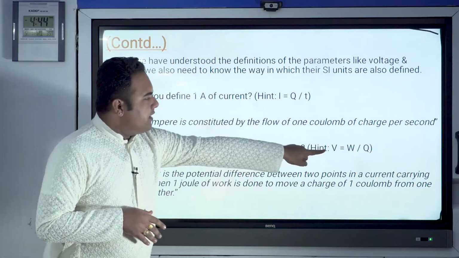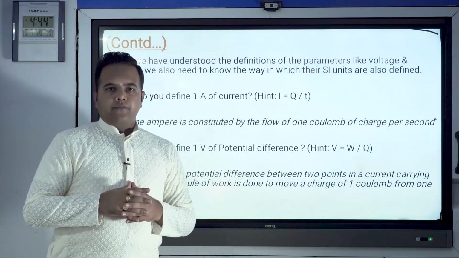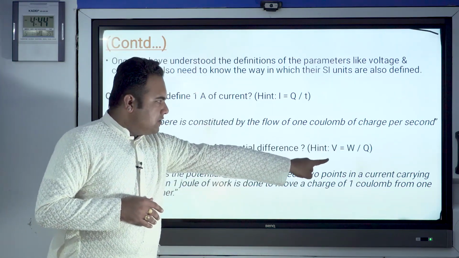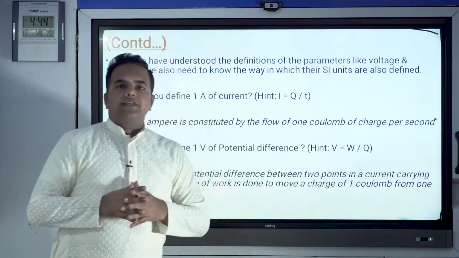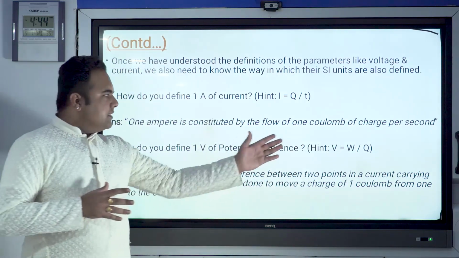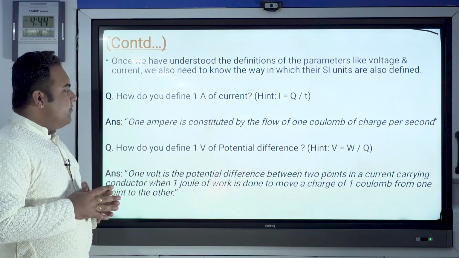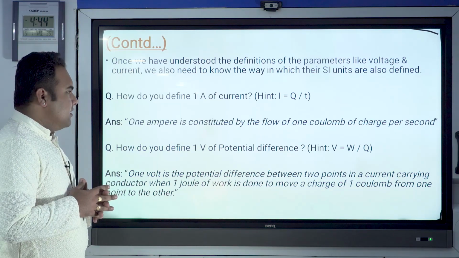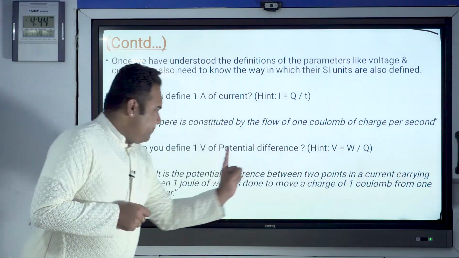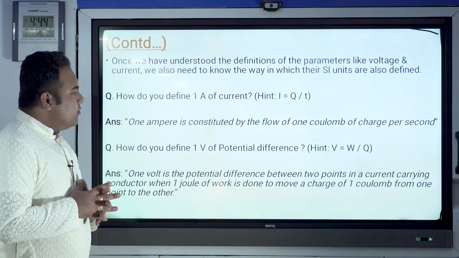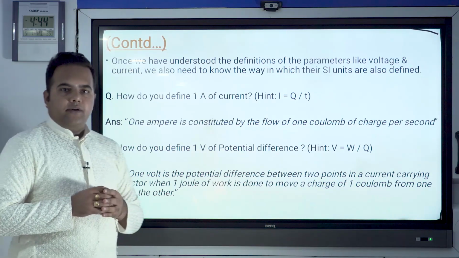We have the formula V, the volt, is equal to W by Q. The SI unit of voltage is volt, work done is joules, Q, the charge, is coulomb. So let's see how the definition goes. 1 volt is the potential difference between 2 points in a current carrying conductor when 1 joule of work is done to move a charge of 1 coulomb from one point to another point.